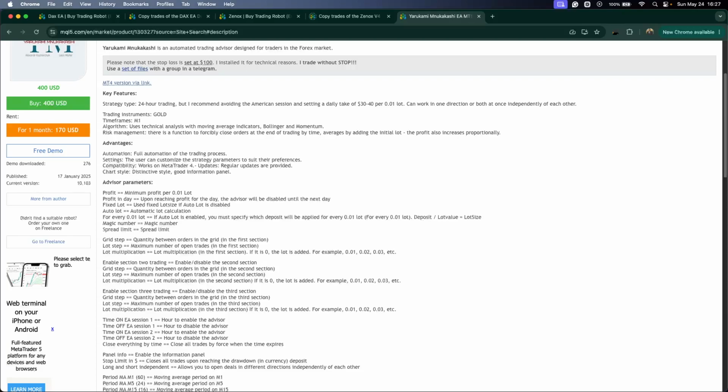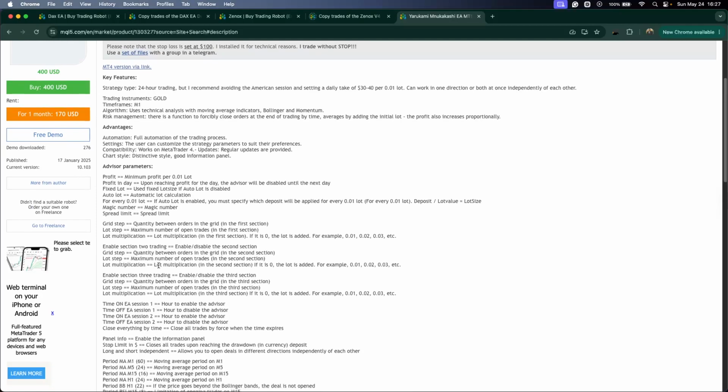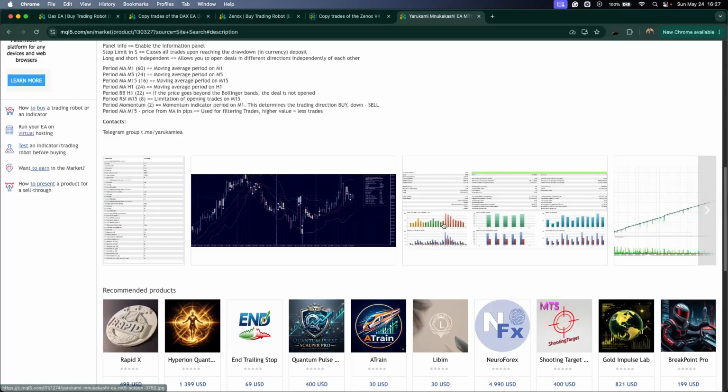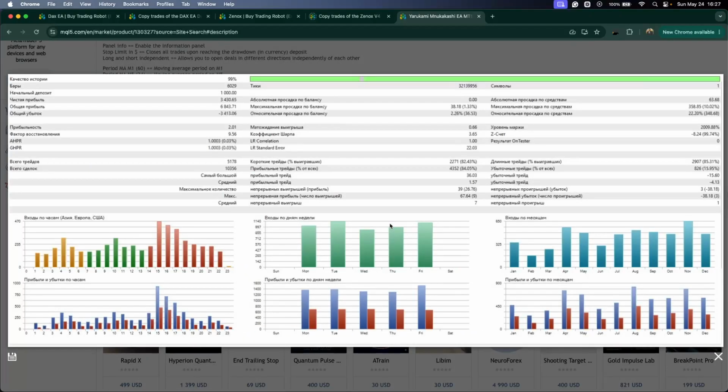The developer highlights trading without individual stops, relying on the basket close and time-based exits instead. They recommend avoiding the busy American session and setting daily profit goals. On their signal and backtest, it shows around 84% winning trades, a solid profit factor, and max drawdowns staying in the low double digits with thousands of trades executed.